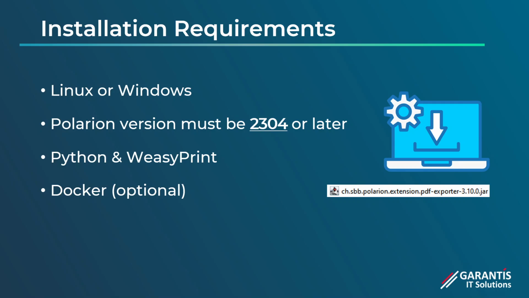Installation requirements. You can install the plugin on Linux or Windows. It works on both systems. You need to have Polarion version starting from 23.04 or later. You need to install Python and WYSIPRINT, and optionally you can use Docker.